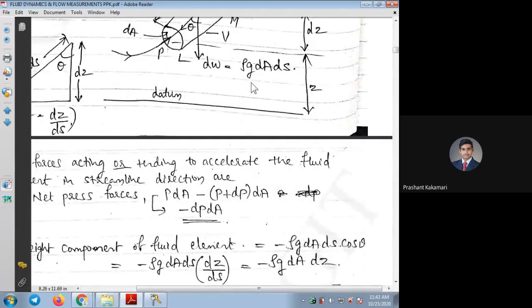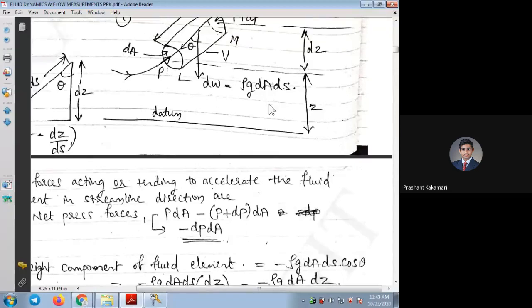Density into gravity into volume. So the density of the given liquid may be water; you assume water is given. g is the gravitational force. dA is the area of the cylindrical surface. It may be any shape. Cylindrical surface you have considered, you can take dA.